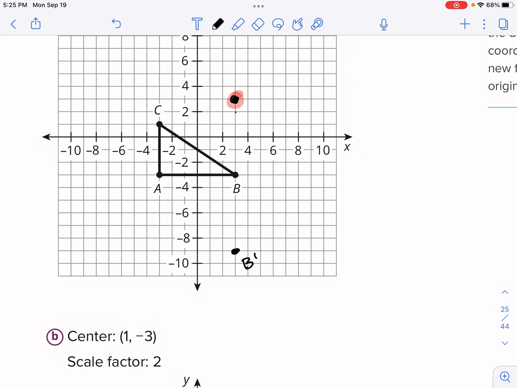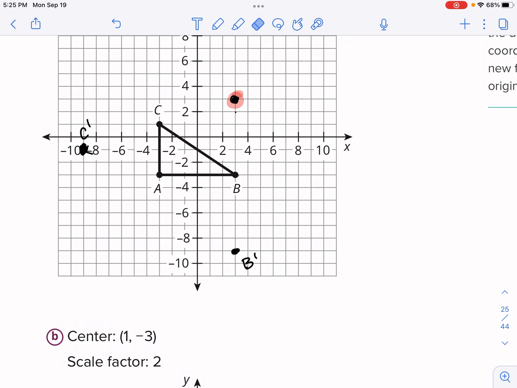Let's go to C next. That is 2 down, and 1, 2, 3, 4, 5, 6 left. So we'll continue that. Going 2 down, 1, 2, and 6 left. 1, 2, 3, 4, 5, 6 right here. Let's put that point. That is C prime. Again, I'll get rid of these arrows.